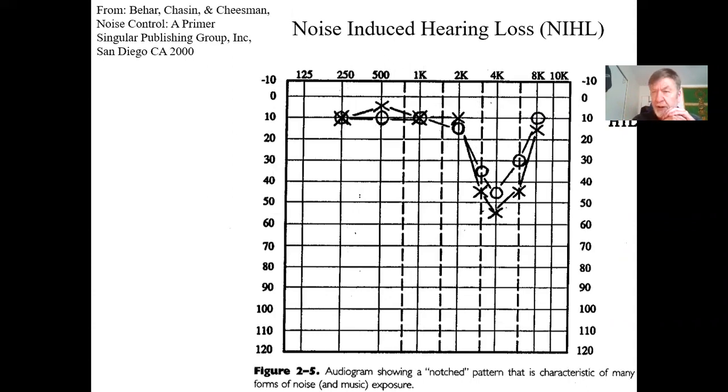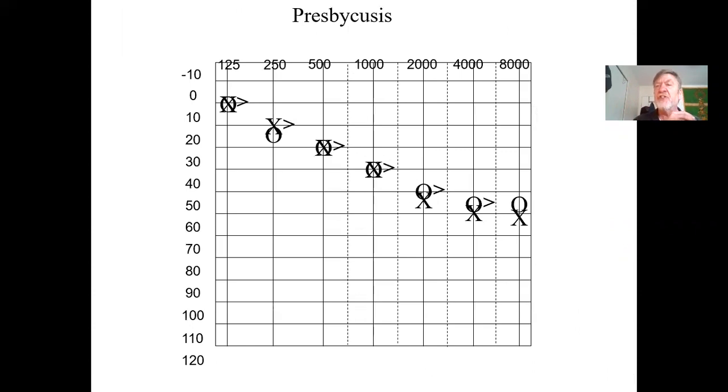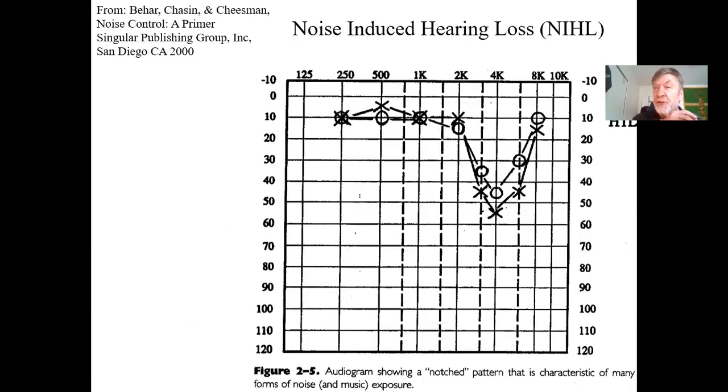That's an earmark, so to speak, of noise-induced hearing loss. Now, the sad thing about noise-induced hearing loss is it can hit you at any age. When does presbycusis hit, by the way? Age 65. Around 65, people start getting presbycusis. All right? Noise-induced hearing loss can be found in young people.